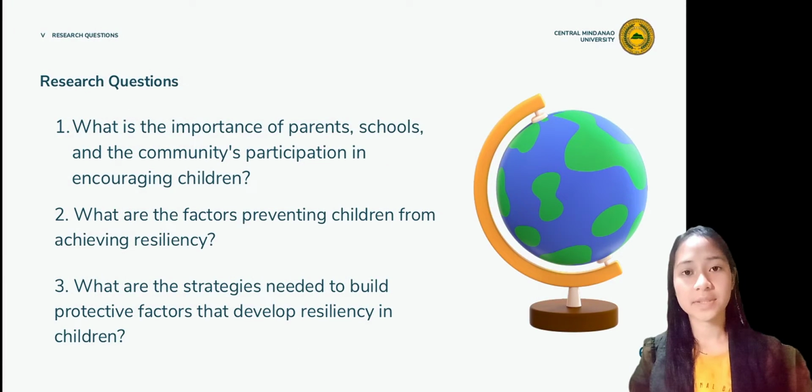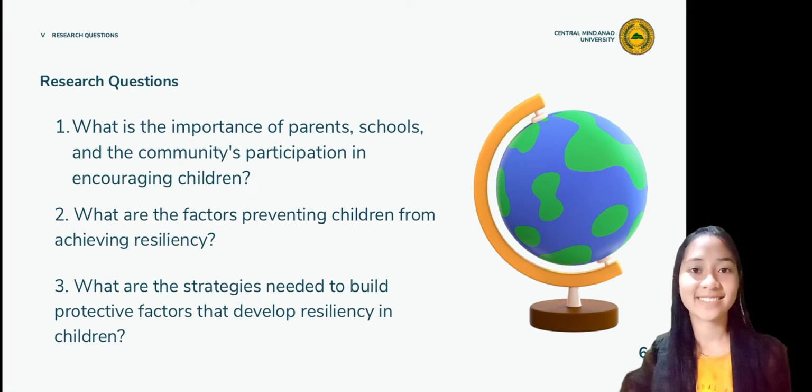These are the research questions. Number 1. What is the importance of parents, schools, and the community's participation in encouraging the children? Number 2. What are the factors preventing children from achieving resiliency? Number 3. What are the strategies needed to build protective factors that develop resiliency in children?